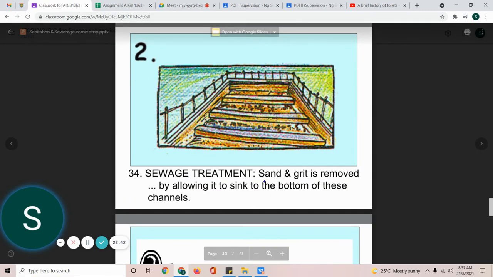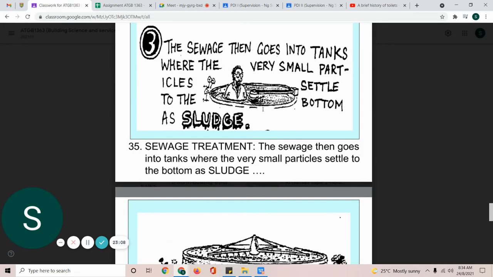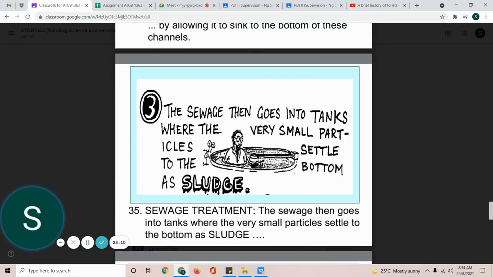And then next, we want to allow any big object to sink to the bottom of the channel. So it's like a flow. They will have sand and grit where any suspended inorganic matter can slowly settle down into the bottom of this channel. And then they will go into a tank. This tank is to allow more settlement.